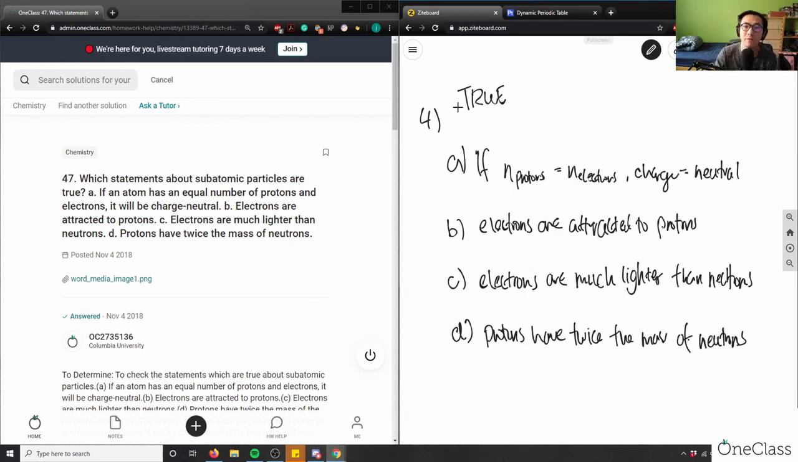Okay, so I have 4 statements here. Let's check all 4 statements. We're looking for which statements about subatomic particles are true. It says if an atom has an equal number of protons and electrons, it will be charge neutral. This here is true, right?